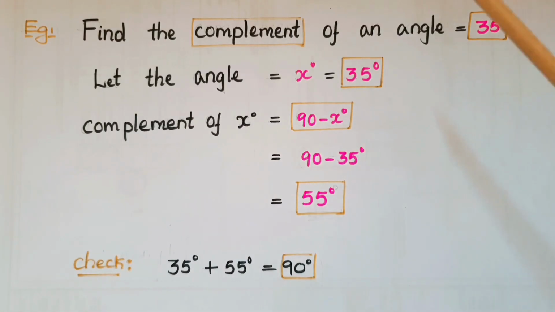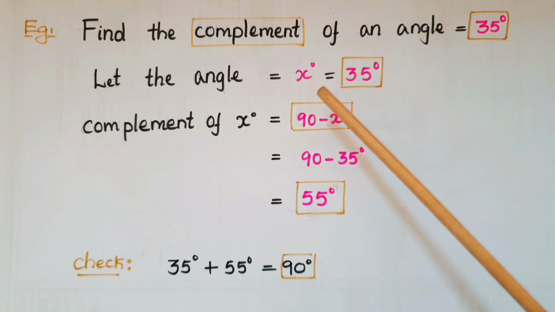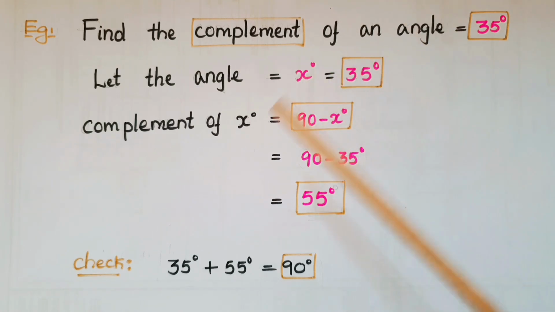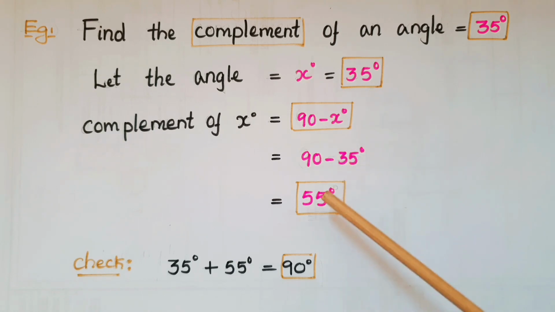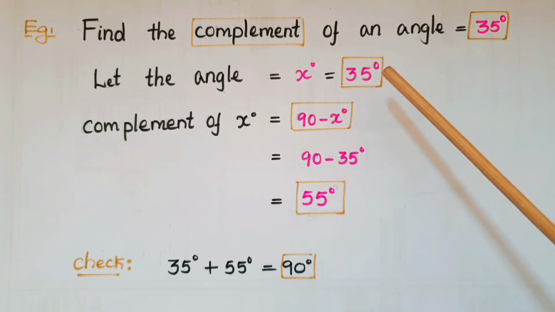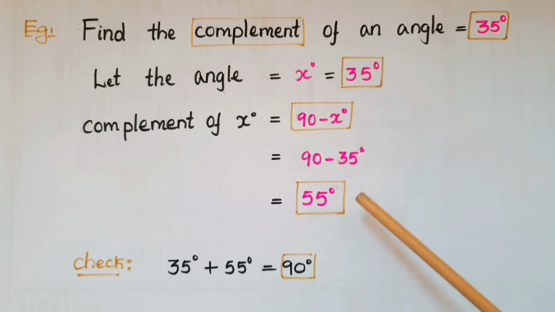Now see this example. Find the complement of an angle 35 degrees. Let the angle be x degrees, that is 35 degrees. So the complement of x degrees is 90 minus x degrees. So 90 minus 35, that is 55 degrees. So the complement of angle 35 is 55 degrees.